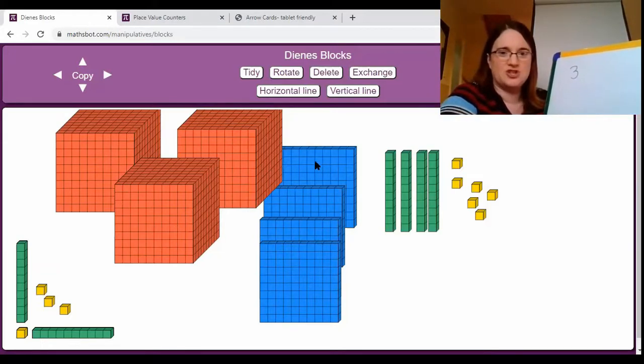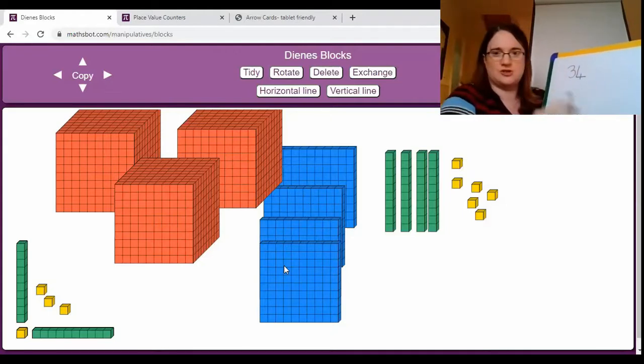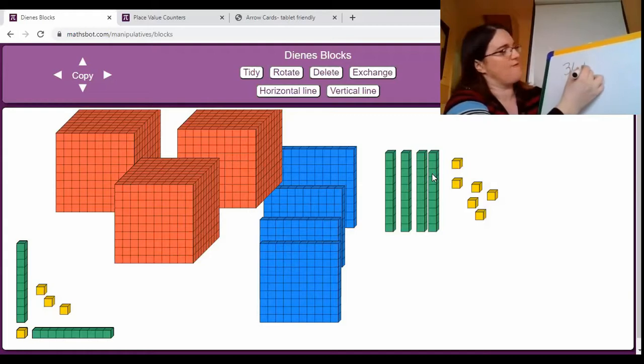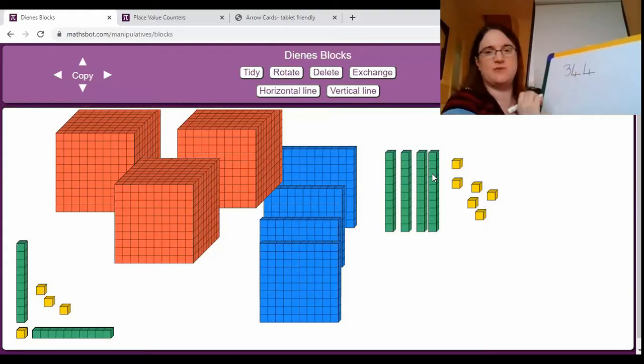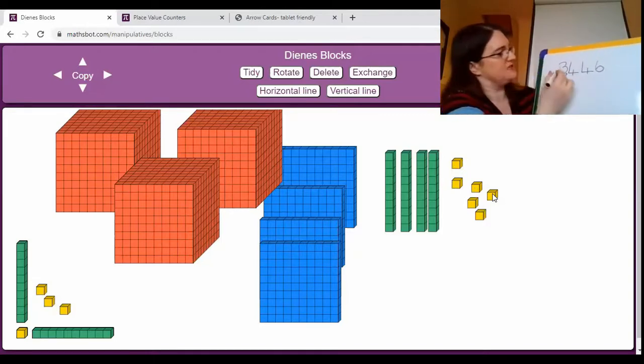Then we're going to have a look at the hundreds, 100, 200, 300, 400. So we're going to write a 4 in our hundreds column. Then we're going to have a look at our tens, 10, 20, 30, 40. So we have got 4 tens, which is worth 40. And then we're going to count our ones, 1, 2, 3, 4, 5, 6. We've got 6. We're going to remember to put our comma in here to separate it, make it easier for us.